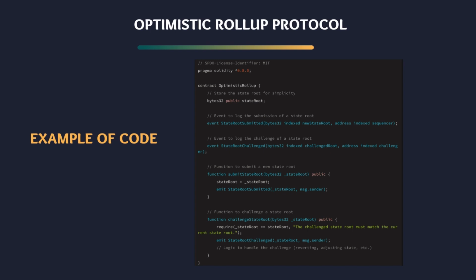transactions. We start by declaring a public variable stateRoot of type bytes32. This variable will hold the current state root of our rollup, representing the latest valid snapshot of transaction data. Next, we define two events, StateRootSubmitted and StateRootChallenged. These events are crucial for transparency and auditability, allowing network participants to monitor changes and challenges in the rollup state.